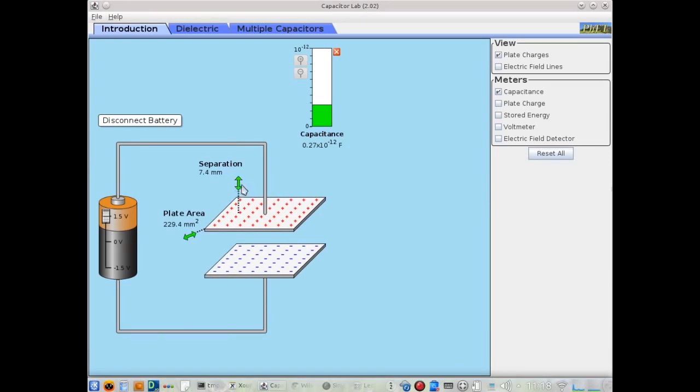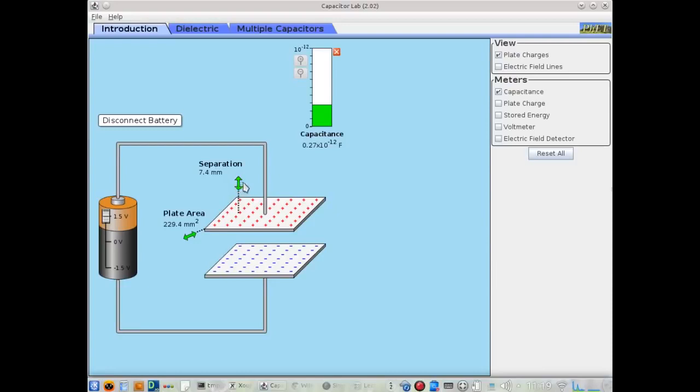Now, what will happen if I decrease the distance between these plates? What happens to the capacitance if I keep the area fixed? I have the same potential difference across the capacitor. Okay, that's independent of the capacitance. And I just move the separation to a smaller number. I shrink the distance between the plates. What should happen to the capacitance?